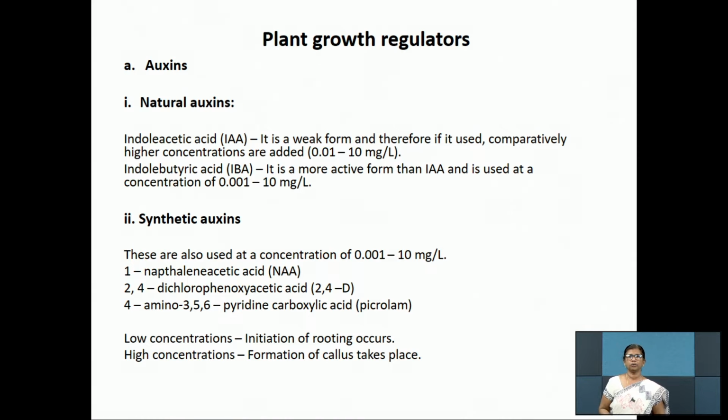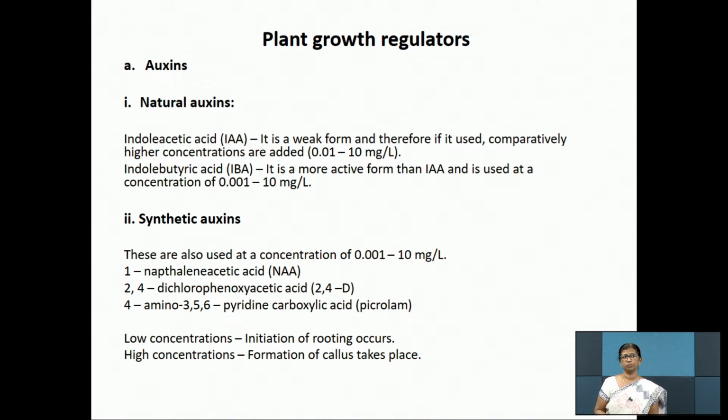Next is the plant growth regulators. The most important ones are the auxins as well as the cytokinins. First of all, we will see about the auxins. Auxins are categorized into two types: natural auxins as well as synthetic auxins. First of all, the natural auxin is indole acetic acid.